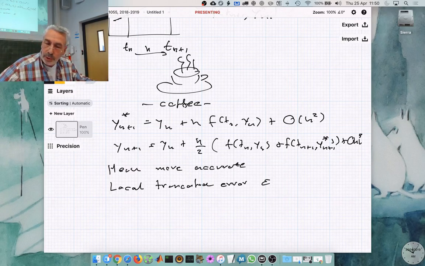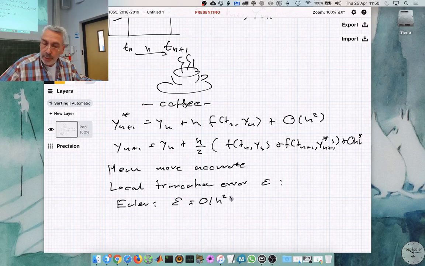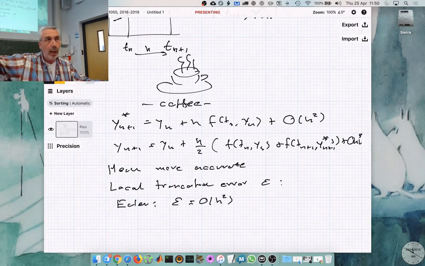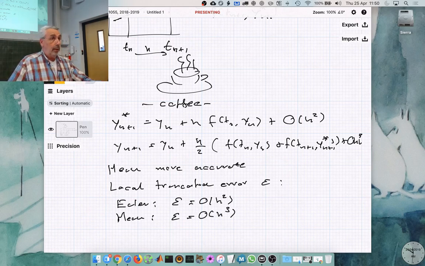And what is the local truncation error in the Euler method? Well, that's very simple. It's of the order h squared, because we take this simple linear step, and then all stuff h squared and higher is gone. And in the case of Heun, what is then the truncation error? Well, apparently it's a little bit better. It's a third order thing which we throw away. So it's more accurate.